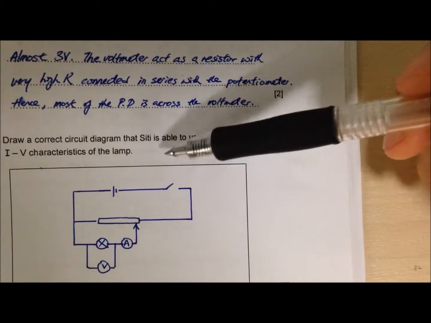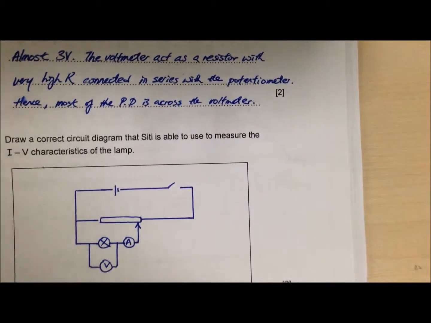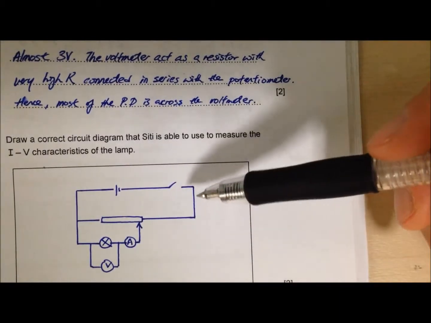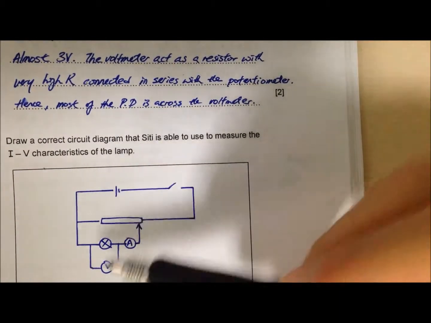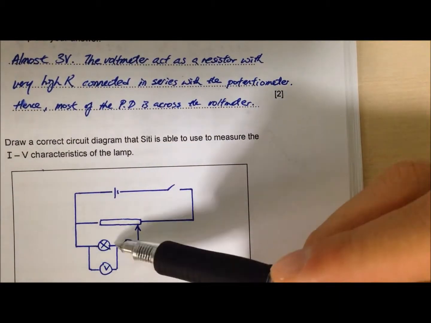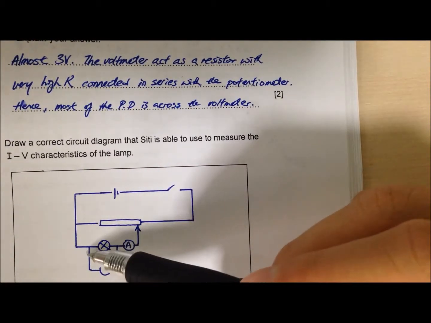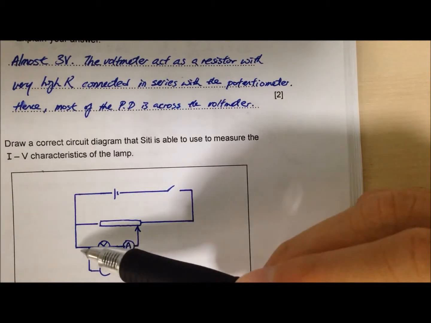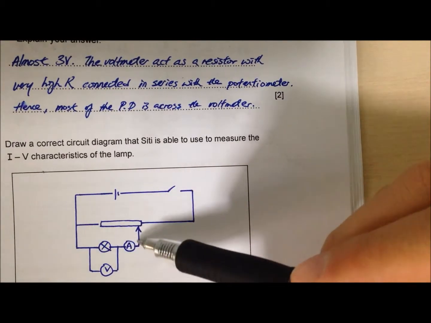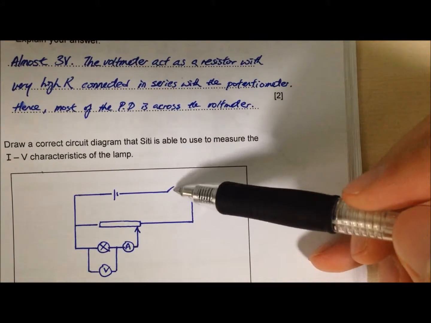Yeah. Okay. Then after that, you are asked to draw the correct circuit diagram. Okay, and since you are measuring the lamp, the voltmeter should hug onto the lamp. By hugging it means that it should be connected in parallel. And of course, this ammeter can be here, as long as it is on this branch. Yeah, and don't forget the switch.